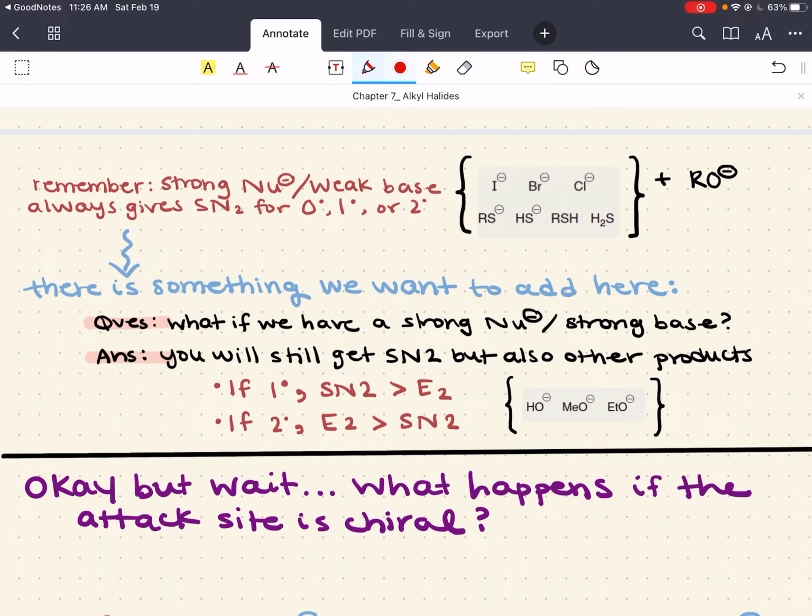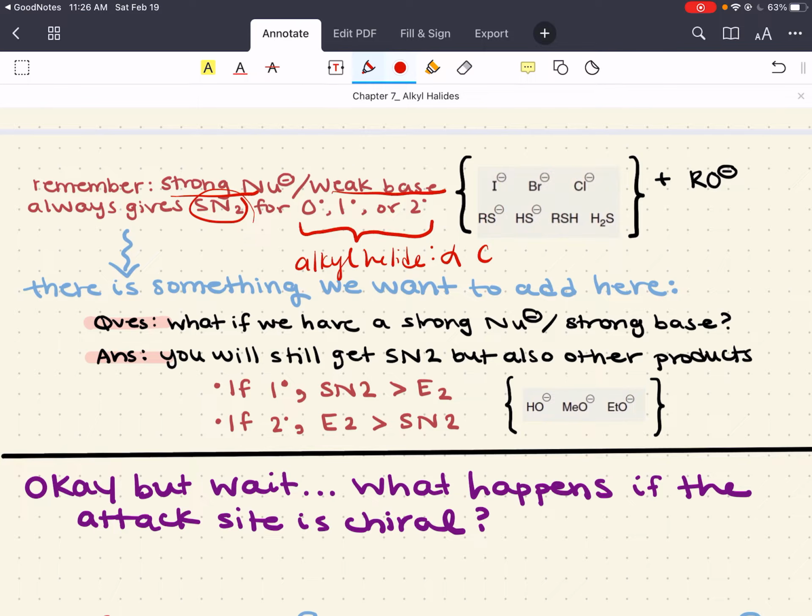All right, we need a strong nucleophile that is a weak base, and that will always give us SN2 if the alpha carbon of our alkyl halide is either primary or secondary substituted. So if we have a strong nucleophile, weak base, and the alpha carbon in our alkyl halide is primary or secondary, we will always get SN2.